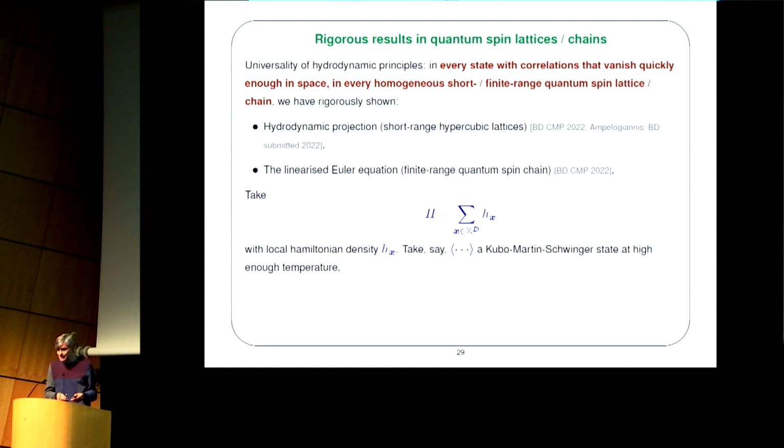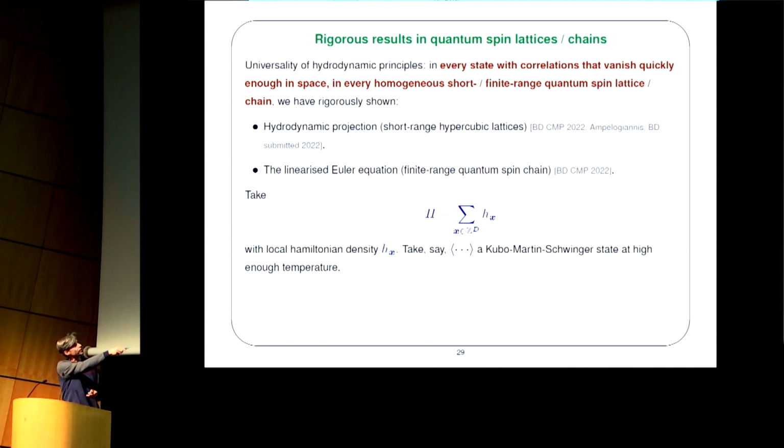But in fact, what's happening is these equations can be proven rigorously, at least in the context of quantum spin lattices. So it's possible to prove the hydro projection in short-range hypercubic lattices and the linearized Euler equation in finite-range quantum spin chains. Here, what you imagine is you have a Hamiltonian on the lattice Z^d, or perhaps just on Z if it's a quantum chain, with some Hamiltonian density which acts on a few sites around the site x. So say a spin lattice where on every site you have C^2, say, or C^n.